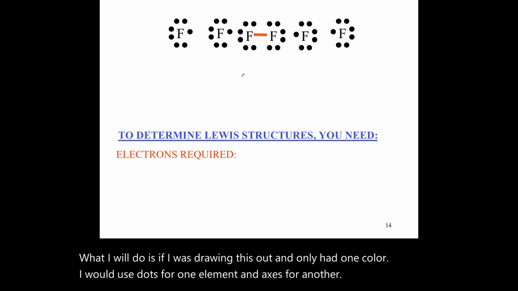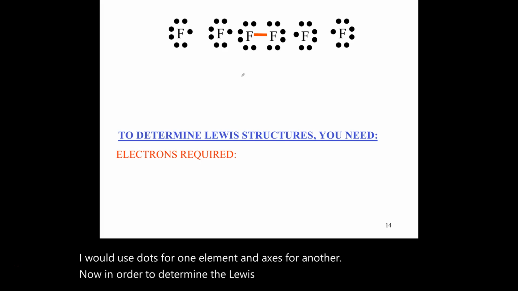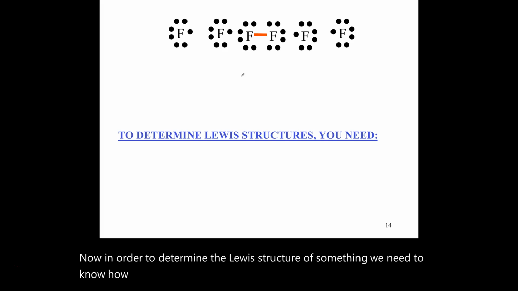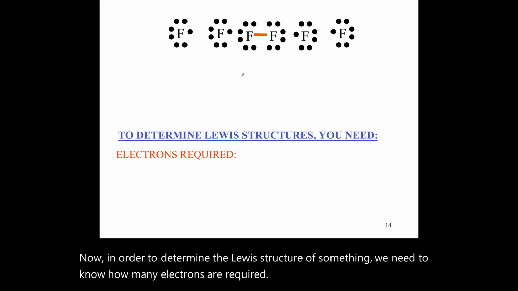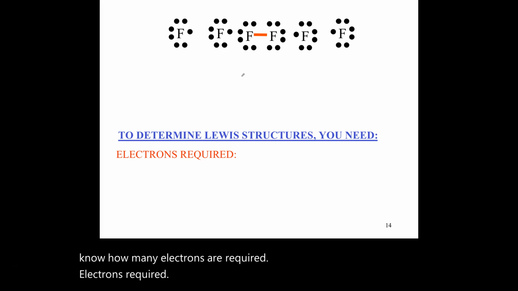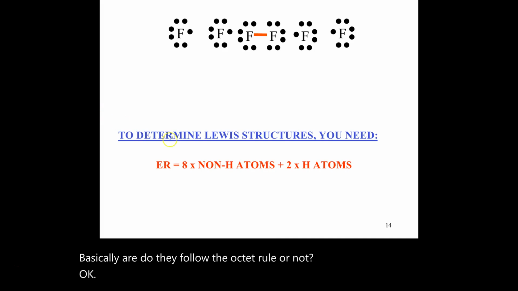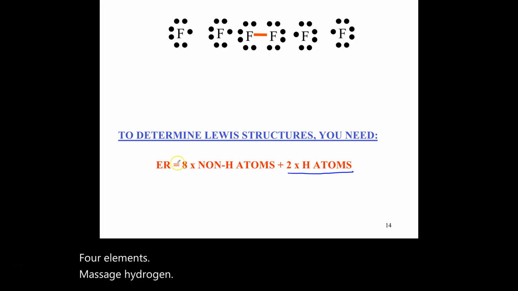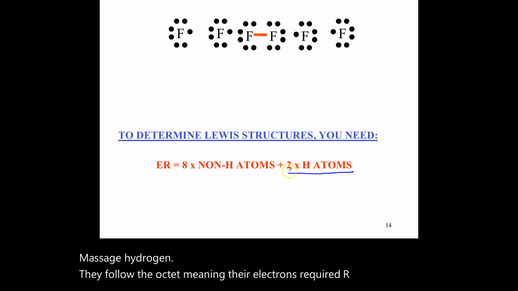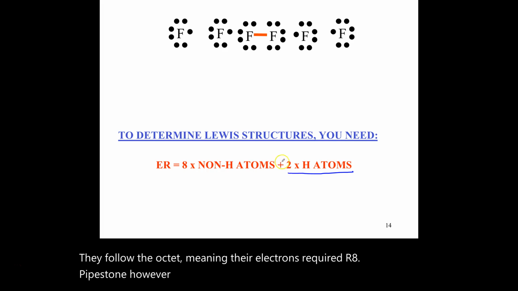Now, in order to determine the Lewis structure of something, we need to know how many electrons are required. Electrons required are basically, do they follow the octet rule or not? For elements besides hydrogen, they follow the octet, meaning their electrons required are 8. Hydrogen, however, does a duet, and it needs 2.